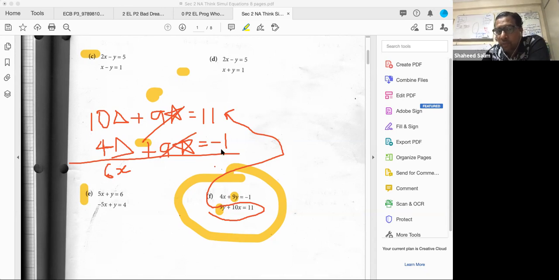11 minus 1. Watch, 11 minus 1. 11 minus 1 means what? It means 11 plus 1. Maybe put a bracket, 11 minus, minus 1. So can you see now? 11 minus negative 1 becomes plus 1. So 12. So Ryan, 6x equals 12.